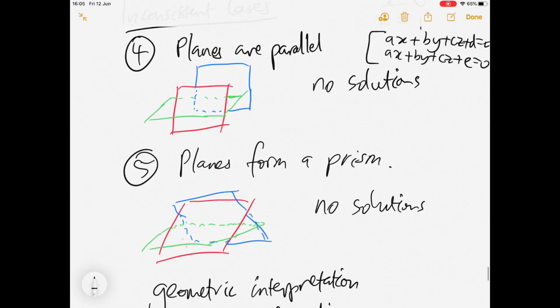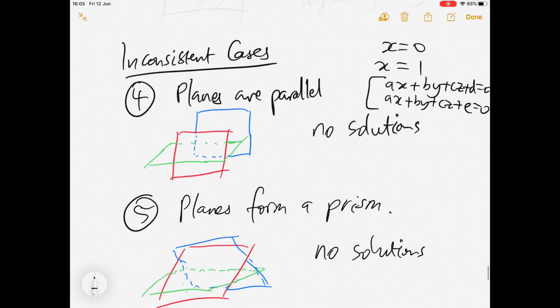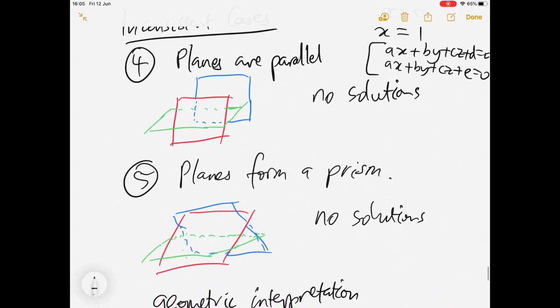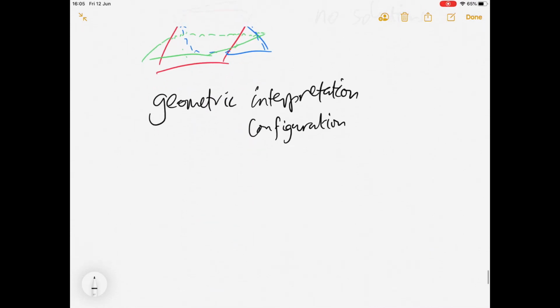If the planes form a prism, well, that's if there are no solutions and you don't have that two of the planes are parallel, you're in this last case. Okay, so now let's look at an example.